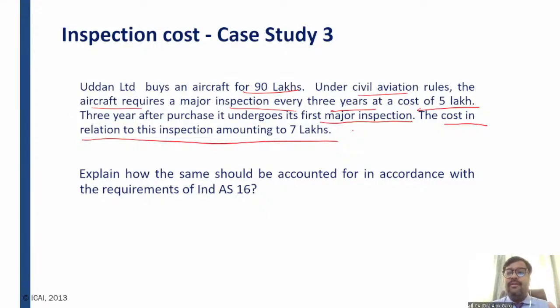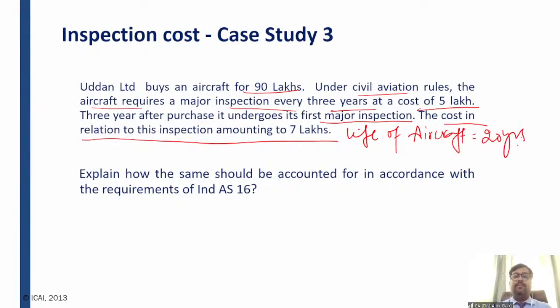And after 3 years, it has gone through a major inspection, and the cost for this major inspection amounted to rupees 7 lakh. Clear? The cost is 7 lakh. Assuming the life of the aircraft is 20 years. Explain how the same should be accounted for in accordance with the requirement of Ind AS 16.